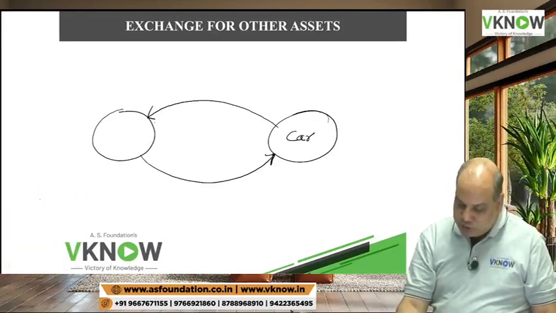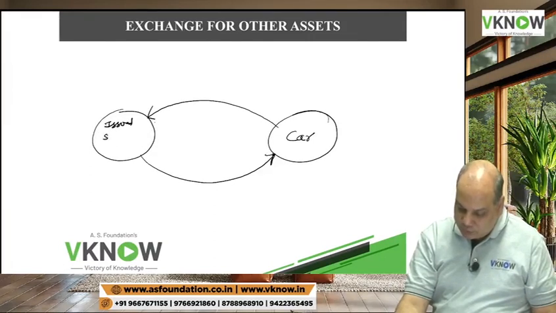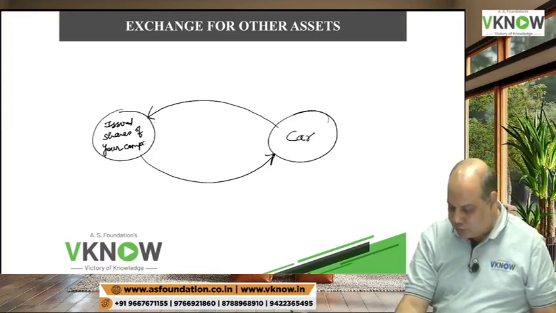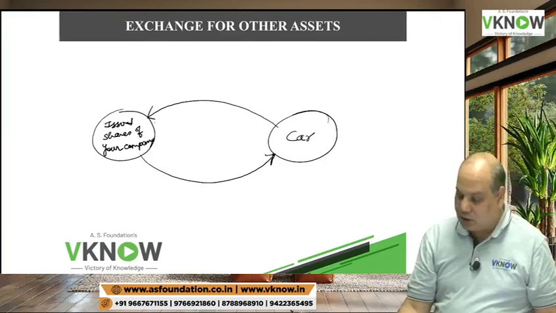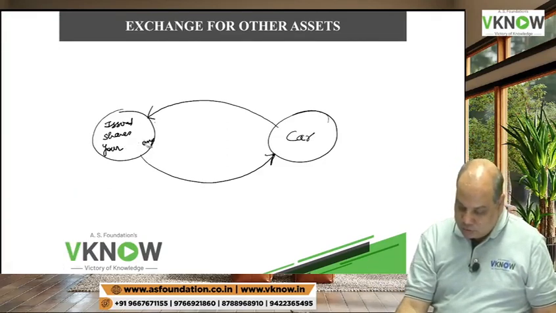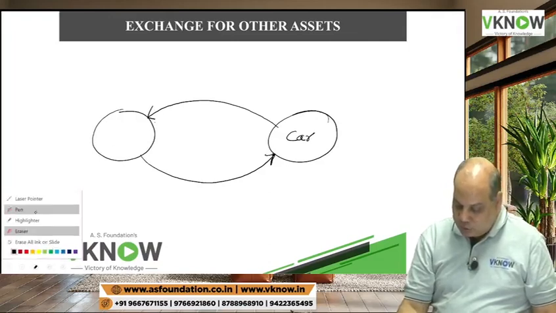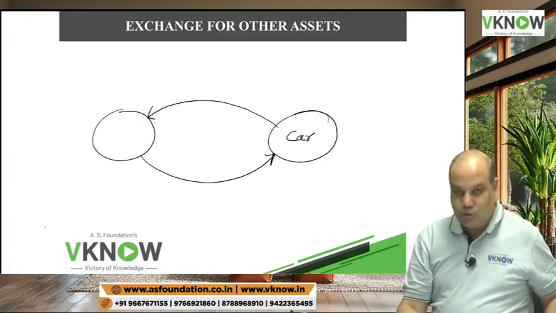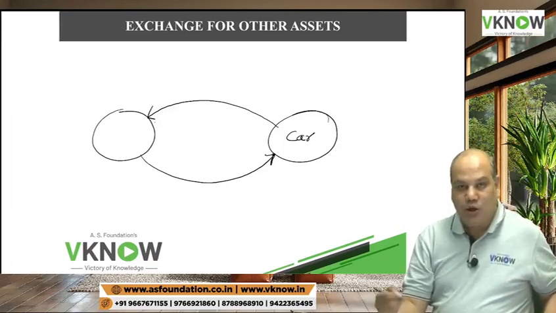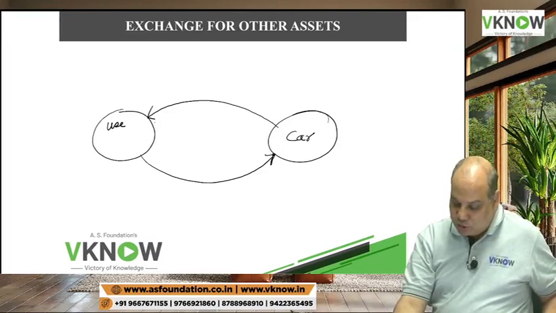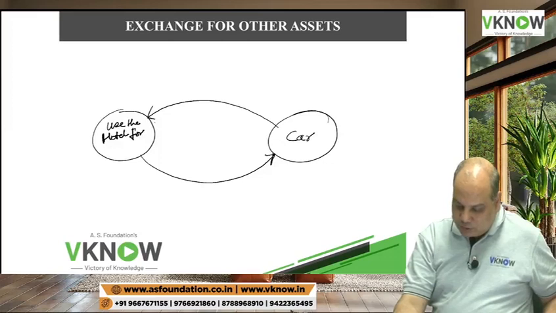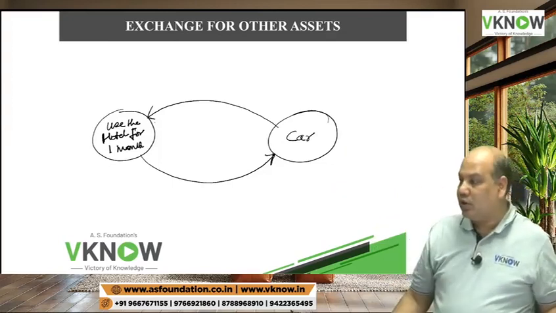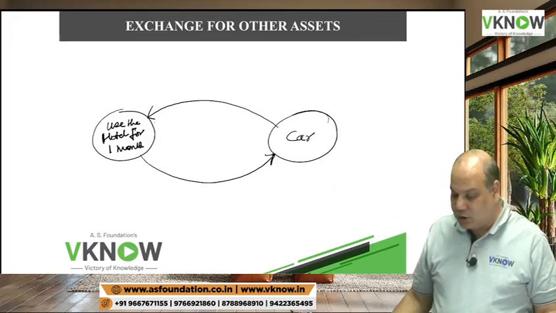You have issued shares of your company, and you have acquired a car. Or one more example, suppose you own a hotel and you allow the other party to use the hotel for 1 month, and in return you received the car. You got the payment in the form of car.